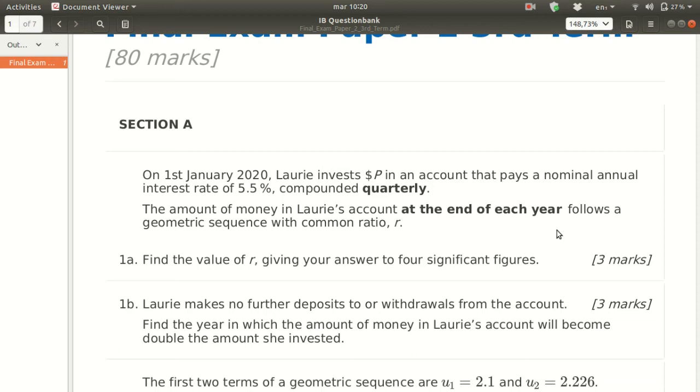So here's the feedback on the final exam. Question 1. On January 1st, 2020, Lori invests P dollars in an account that pays a nominal annual interest rate of 5.5% compounded quarterly. The amount of money in Lori's account at the end of each year follows a geometric sequence with common ratio R.